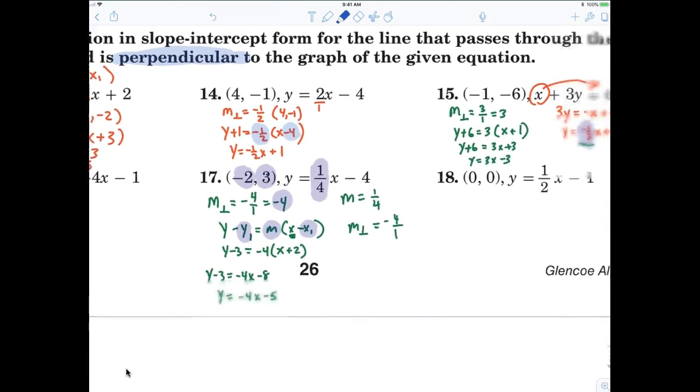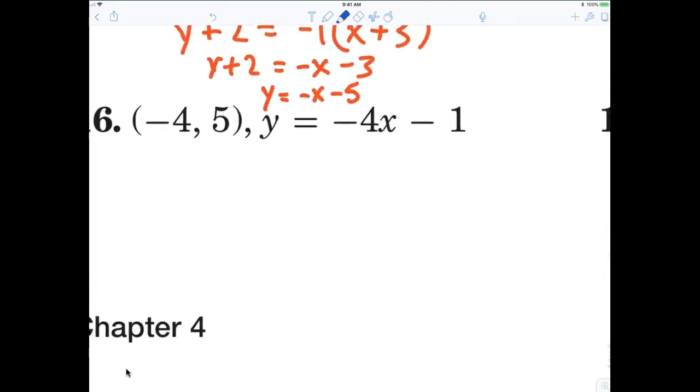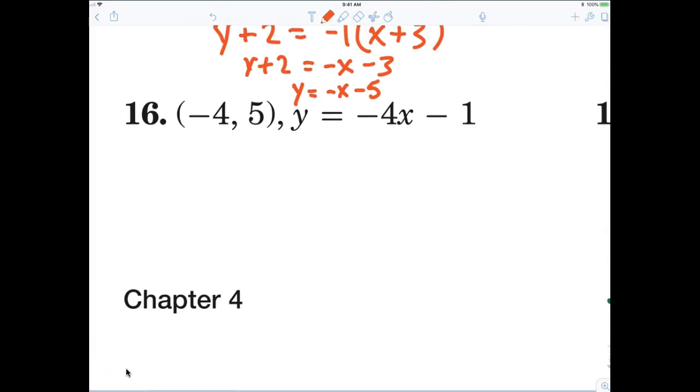All right, let's take a look at 16. All right, here we go, guys. On 16, slope of the perpendicular, be careful, is 1/4. Is everybody happy with that so far? Yes. Slope of the perpendicular is 1/4. Everybody good? And now it passes through the point negative 4, 5. So Walker, what's the equation?